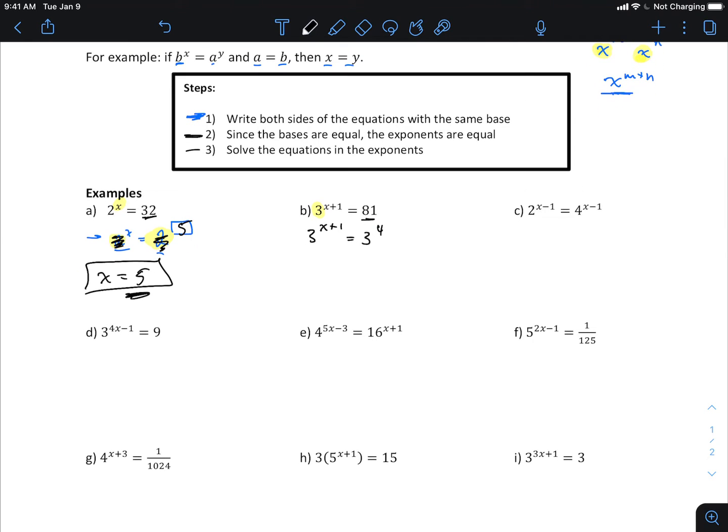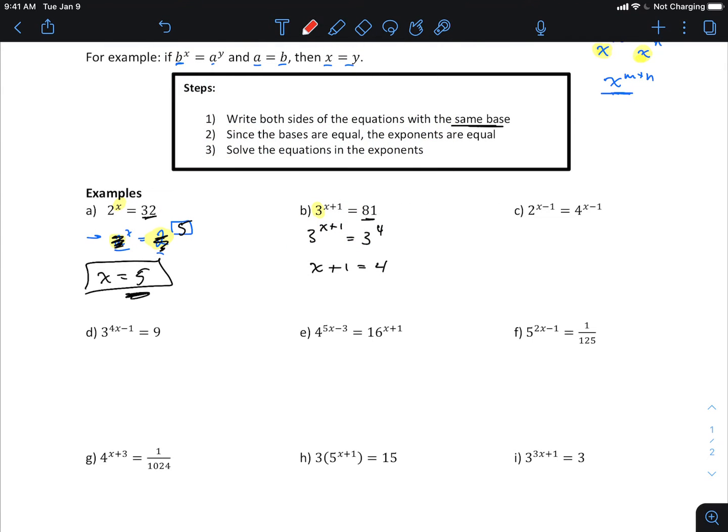Okay? You have now completed step 1. Both sides of the equation have the same base. Then you say to yourself, okay, now that the bases match, I don't care about the bases anymore, right? You could just rewrite the equation in the exponents. So x plus 1 equals 4.